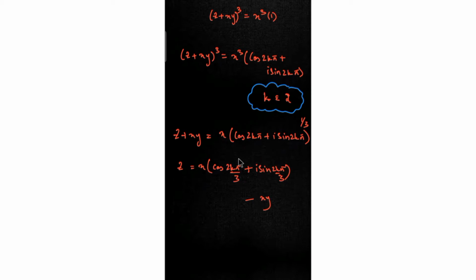So how can we find the 3 values of z? We can just put the k value to be 0, 1, 2. So we can get 3 values of z.